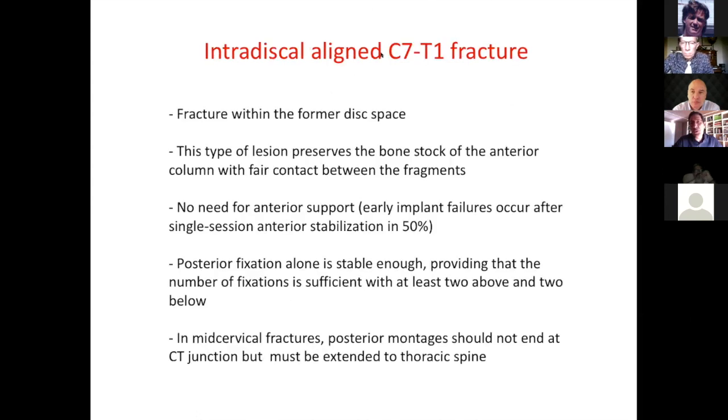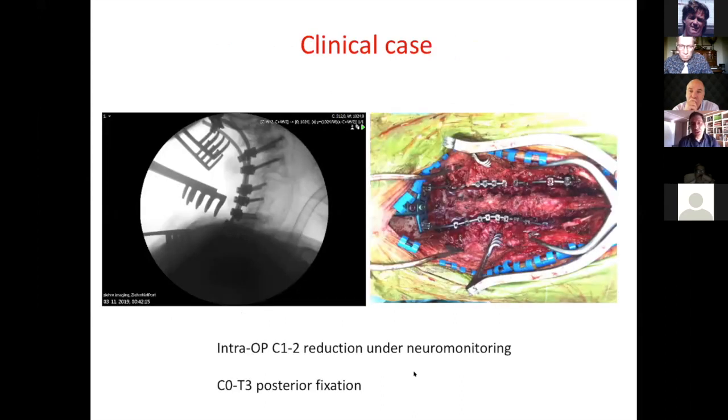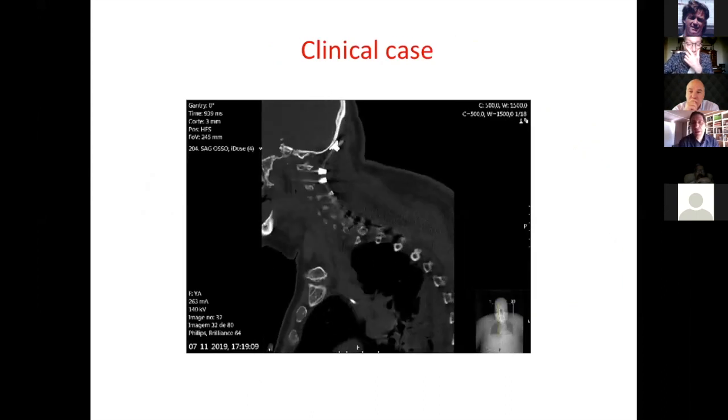This aligned intradiscal C7 T1 fracture is a good indication for posterior fixation, and you should have fixation points at least 2 above and below the fracture. And whenever this occurs in middle cervical fracture, you should extend beyond to the thoracic spine. This is what we did, intraoperative reduction and then monitoring, and we did a C0 T3 posterior fixation. And this is the result.